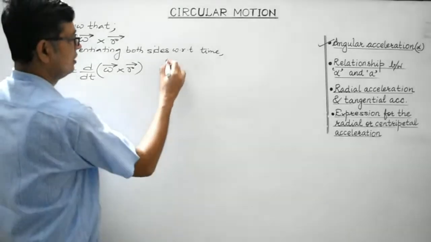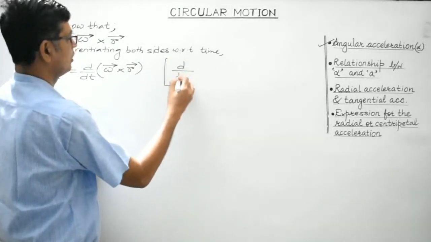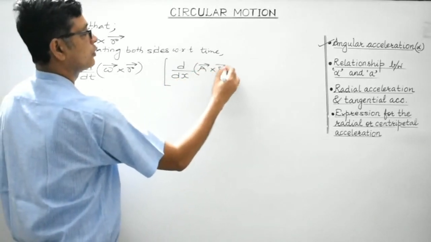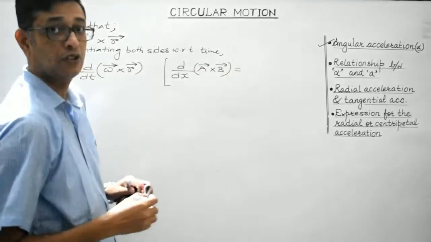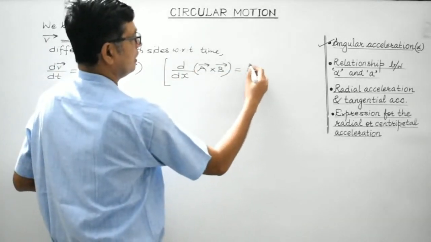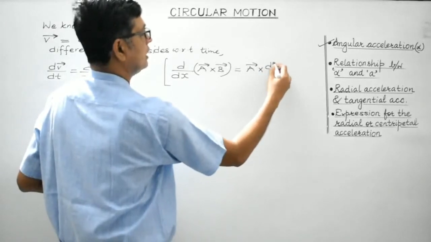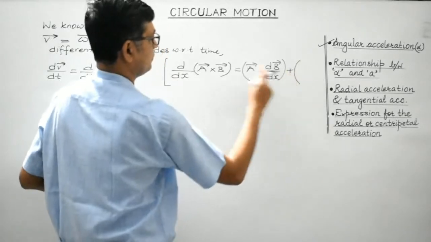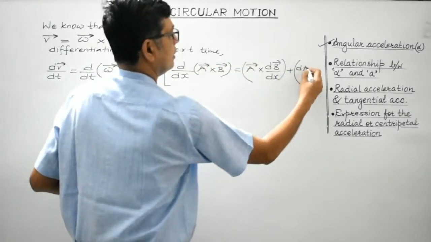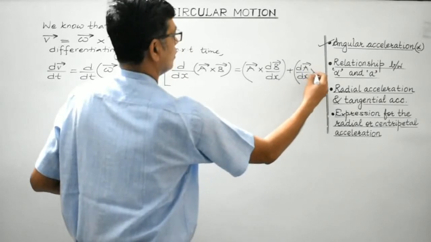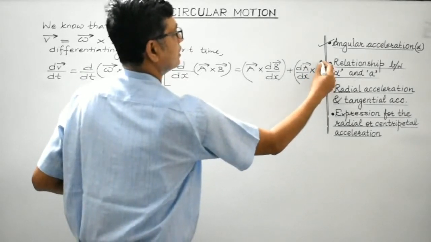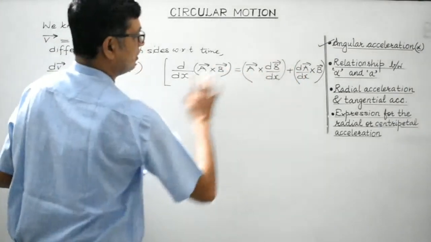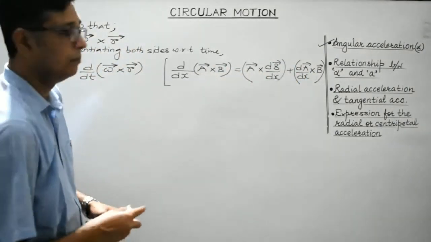Now students, be aware of this particular formula. d by dx of A vector cross B vector, where this is the symbol of cross product, is equal to A vector cross dB vector by dx, this is the first term, plus dA vector by dx cross B vector. Right? Let's make use of this particular formula. So it is expanded in this particular manner.